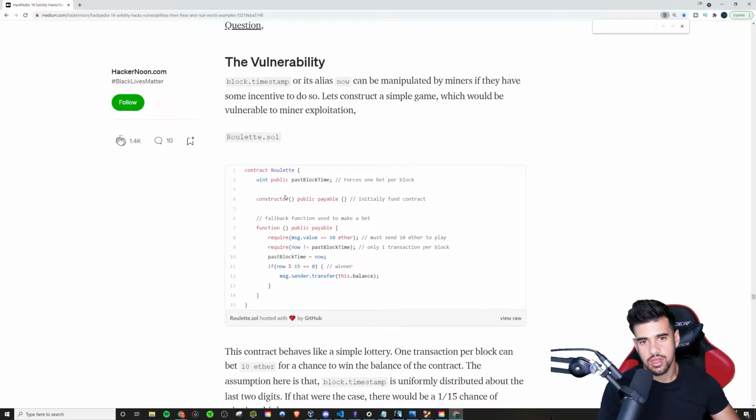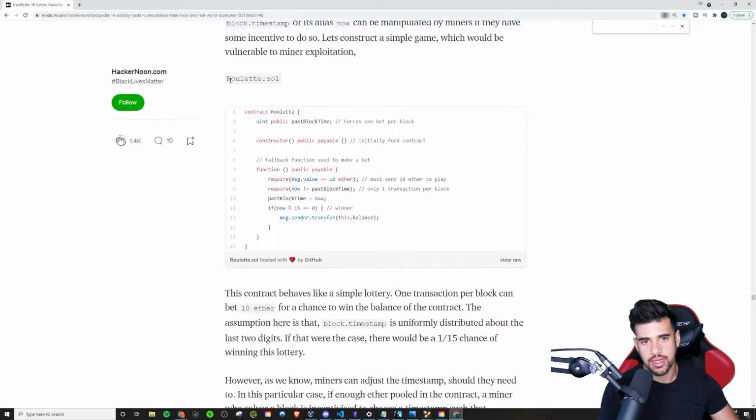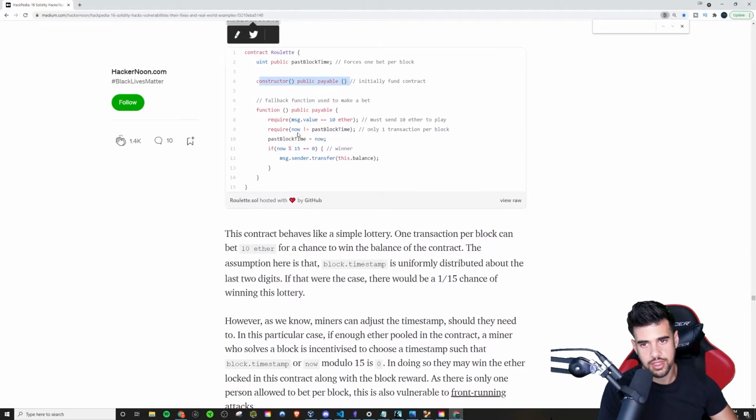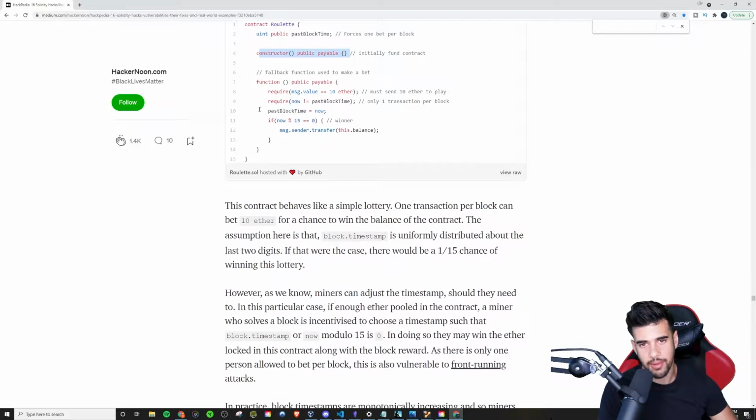So in this one, you have a simple game called Roulette.sol. In contract Roulette, we are initializing a public unsigned integer pastBlockTime because we want to force one bet per block. And we have a payable constructor to initially fund the contract. And this is the fallback function where you make the bet. So it is payable, and we're going to require that they send 10 Ether in order to play.